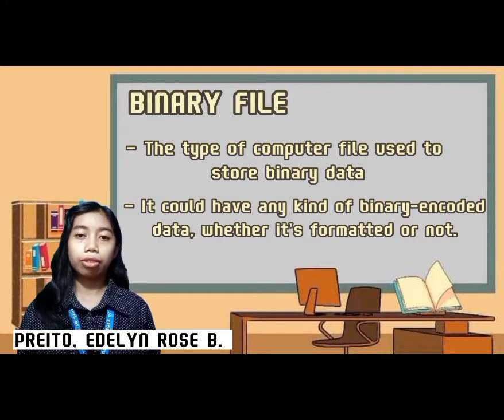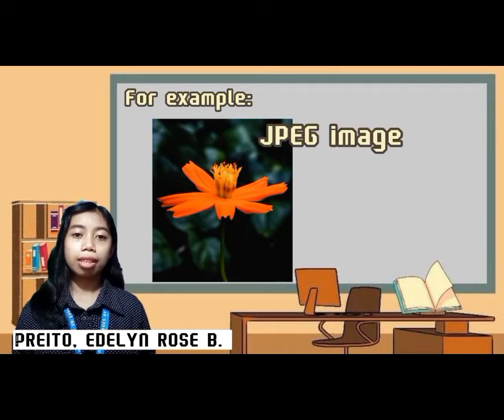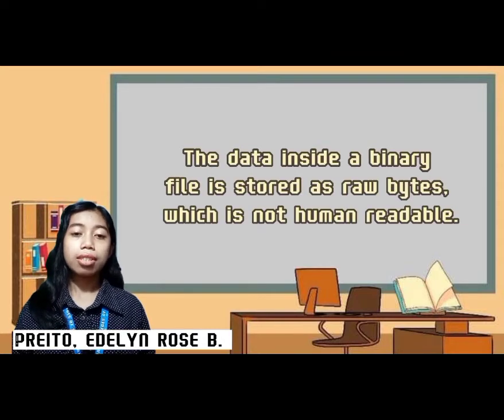It could have any kind of binary encoded data, whether it's formatted or not. For example, a JPEG image is a binary file designed to be read by a computer system. The data inside the binary file is stored as raw bytes, which is not human readable.